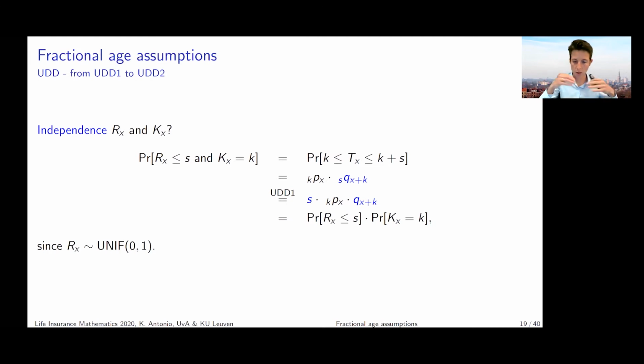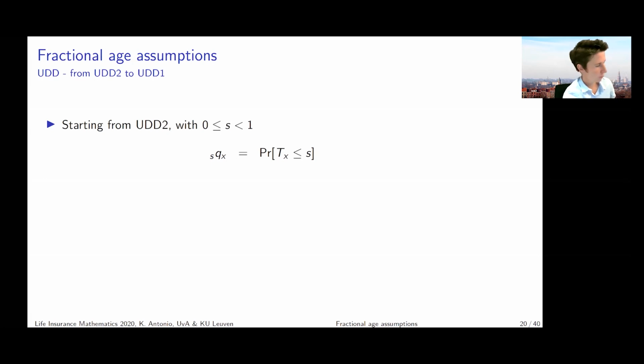So what did we do? We started from the formulation number 1 of the UDD, and we showed the equivalence, or we showed that you can then obtain the UDD assumption as formulated in this second version, where you say that the Rx is uniformly distributed between 0 and 1 and independent of the Kx. Good. So we showed that if you work with the uniform distribution of deaths in one particular way, you retrieve the second way of putting the uniform distribution of deaths.